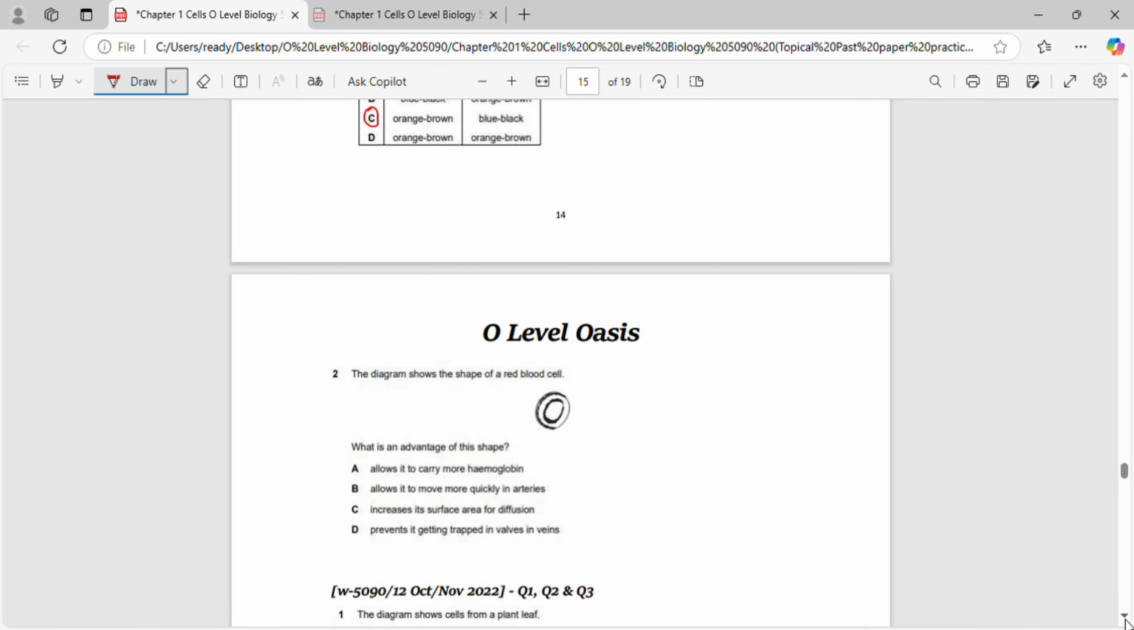The question presents the shape of a red blood cell and asks about the advantage of its shape. A red blood cell has a biconcave shape with a central indentation. This shape is essential because it allows the cell to carry oxygen efficiently by increasing its surface area, which is necessary for better diffusion. Thus, option C is the correct answer, as it enhances the surface area for diffusion.